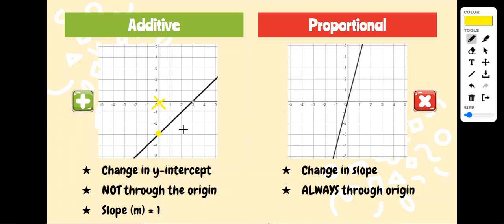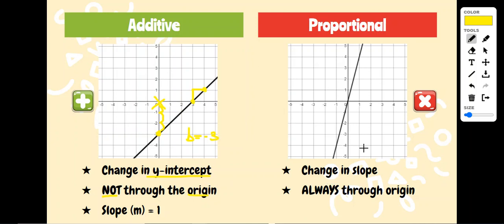In this example, our y-intercept is -3, where b is equal to -3. You can see that our line has moved 1, 2, 3 places below 0. So an additive graph has a change in the y-intercept, which means it's no longer through the origin. Another important thing to note is that it will not have a change in its slope. The slope of the line between any 2 points should be 1, up 1 over 1.